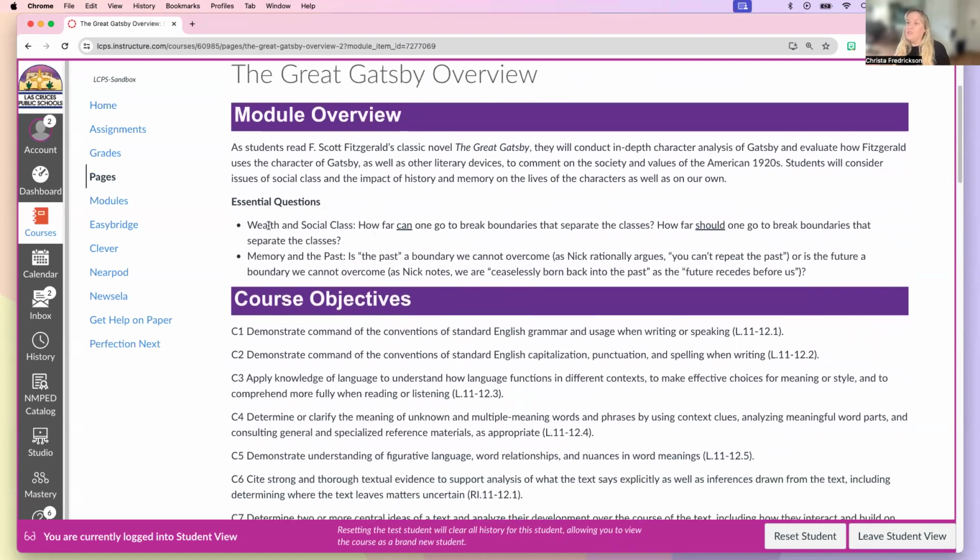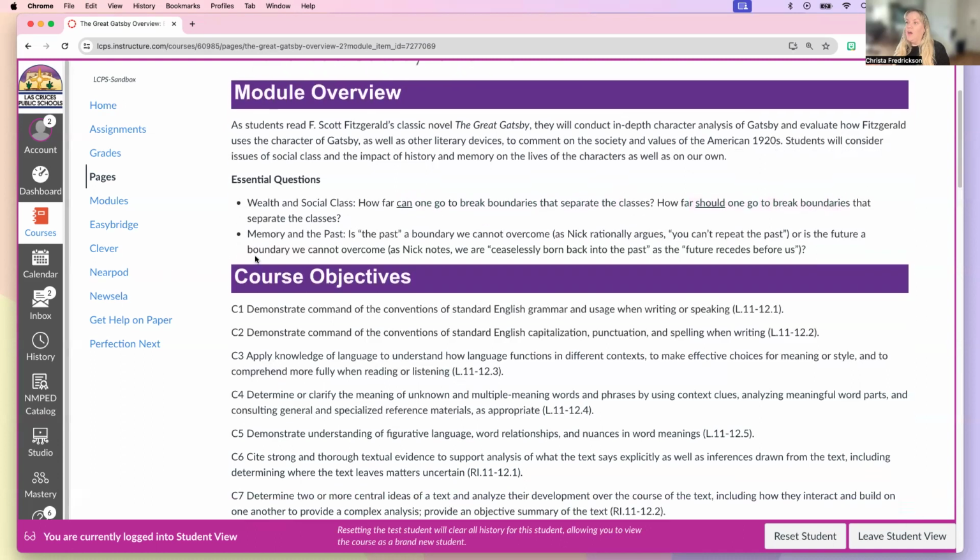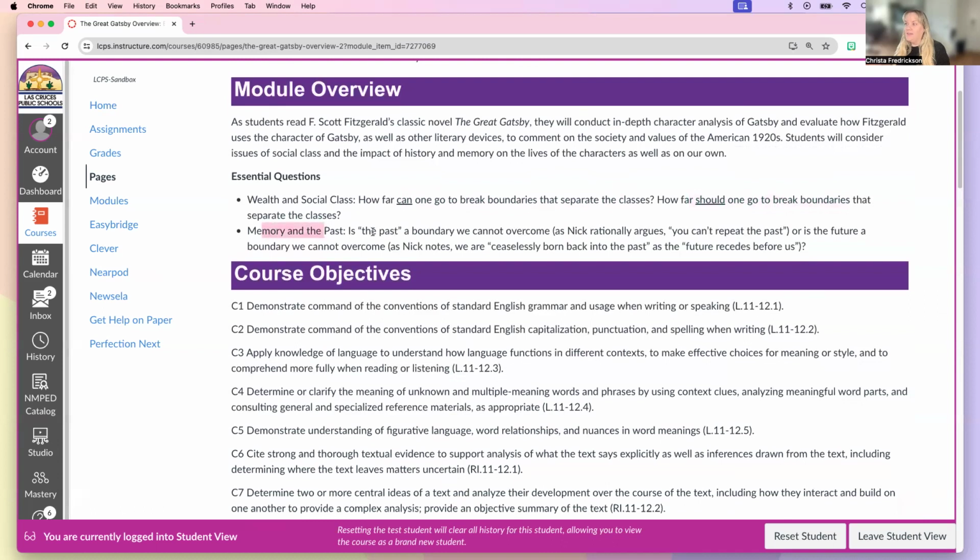Our essential questions for this unit are about wealth and social class. So how far can one go to break boundaries that separate the classes? How far should one go to break boundaries that separate the classes? Also, memory and the past. Is the past a boundary we cannot overcome, or is the future a boundary we cannot overcome? So it's really thinking about our past and how it aligns with our future, and thinking about what we want for our future, which is what our final paper is going to be about.